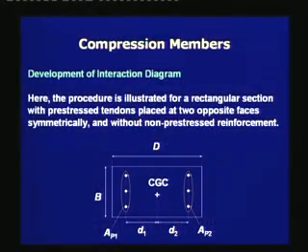Here, the procedure is illustrated for a rectangular section with prestressed tendons placed at two opposite faces symmetrically and without non-prestressed reinforcement. Thus, we shall study the development of the interaction diagram for a rectangular section whose lateral dimension about the direction of bending is the depth D and whose lateral dimension transverse to the direction of bending is B. The prestressing tendons are placed symmetrically about the centroid. The group on the left is denoted as A_P1 and the area on the right is denoted as A_P2. D1 and D2 are the distances of A_P1 and A_P2 respectively from the CGC.